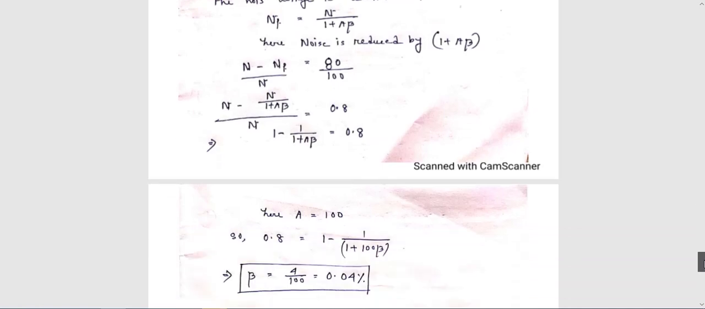That means (N minus NF) by N is equal to 80%. First your output is N. When you apply negative feedback, you can minimize the noise 80%. What is the expression of NF? N by 1 plus A beta. Now if you solve this expression, this N will cancel out. So 1 minus 1 by (1 plus A beta) is equal to 0.8. This is given to you.